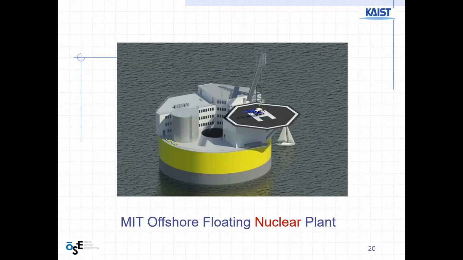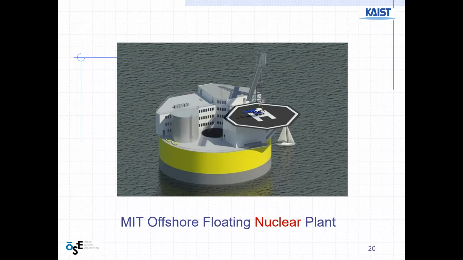MIT, the university, proposed a nuclear power plant which is floating. So it is a kind of ocean plant or offshore structure, in other words. But this is just a proposal, a computer graphics image rather than a real physical picture. But it is a good idea, right?